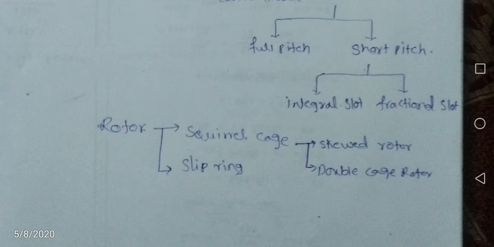So torque developed is more by the slip ring induction machines. So for higher starting torque, slip ring induction machines are used, and here the double cage rotor gives more starting torque than the skewed rotor, and the skewed rotor gives more torque than the normal squirrel cage rotor.